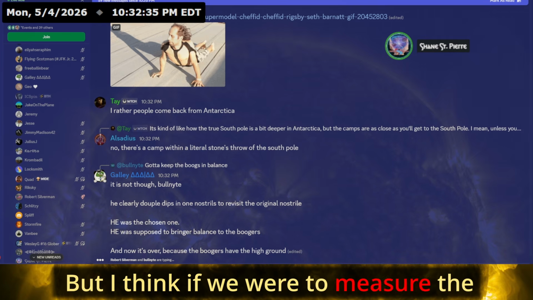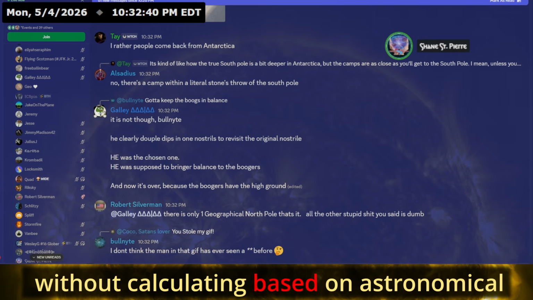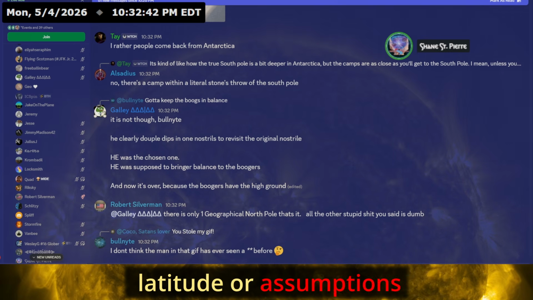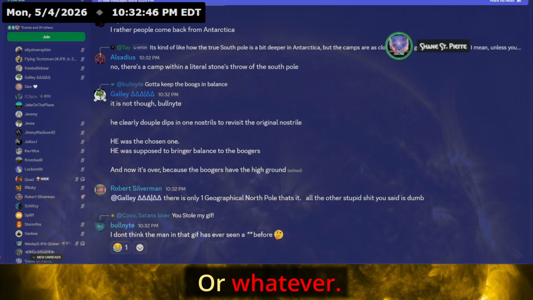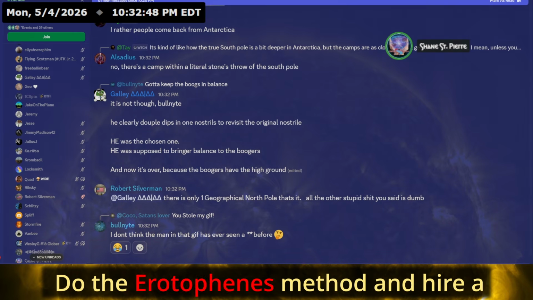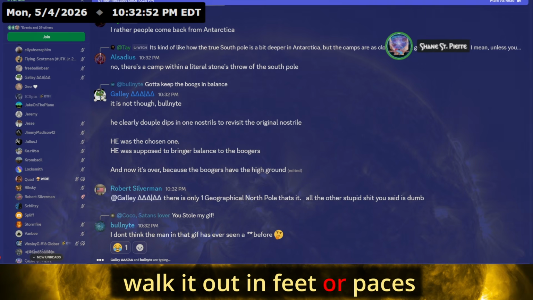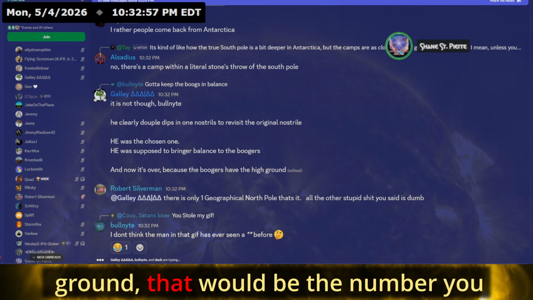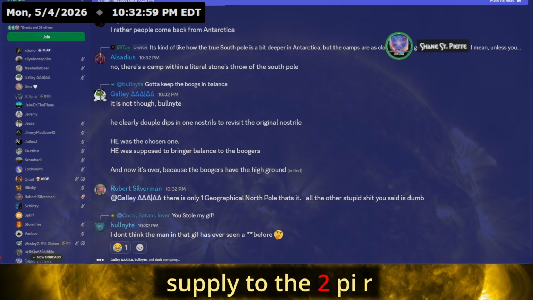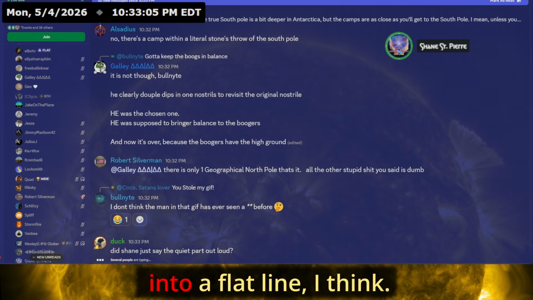But I think if we were to measure the real distance between the North Pole and the equator on the ground, without calculating based on astronomical latitude or assumptions based on the coordinate system, rod and chain it, have someone walk it, do the Eratosthenes method and hire a bunch of Bematists to walk it out in feet or paces or whatever the Roman measurement was. If we get the distance along the ground, that would be the number you supply to the 2 pi r to get the radius of flat Earth, not the sky arc calculation trying to make that curve into a flat line, I think.